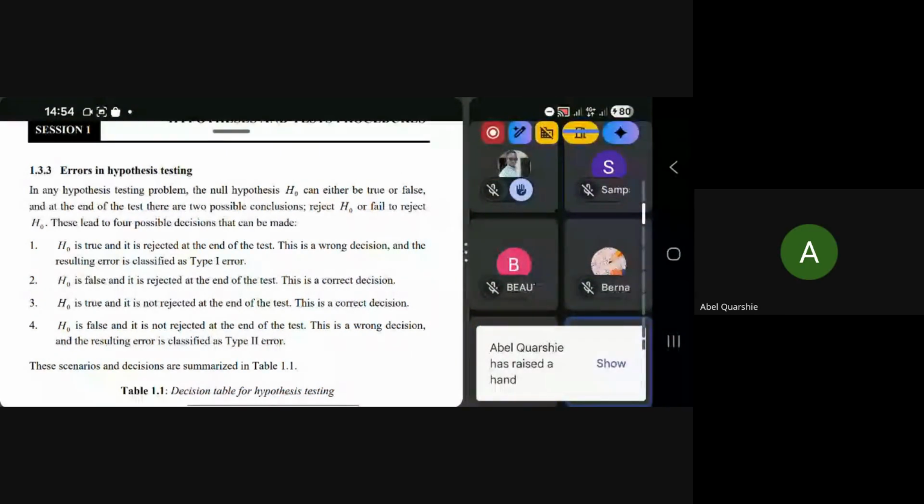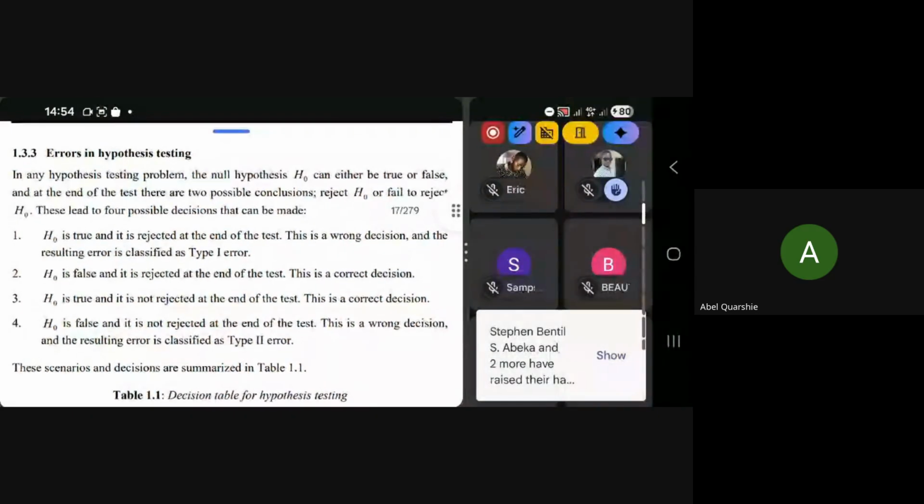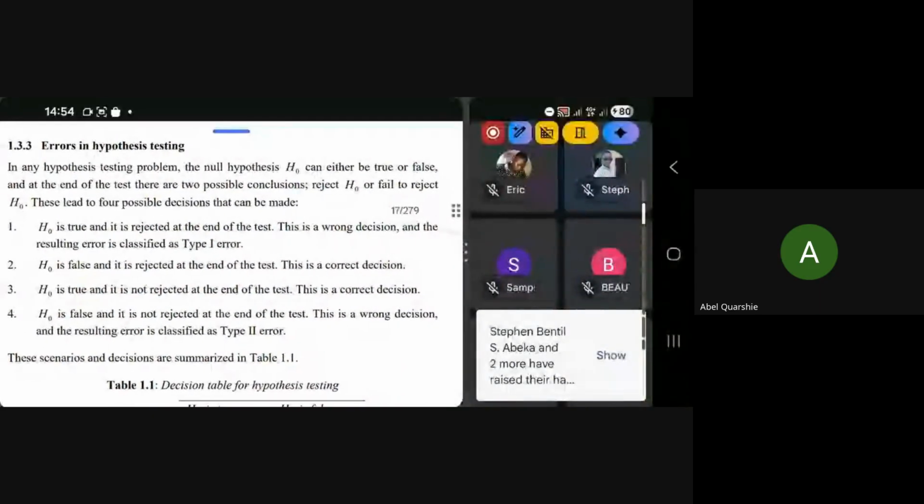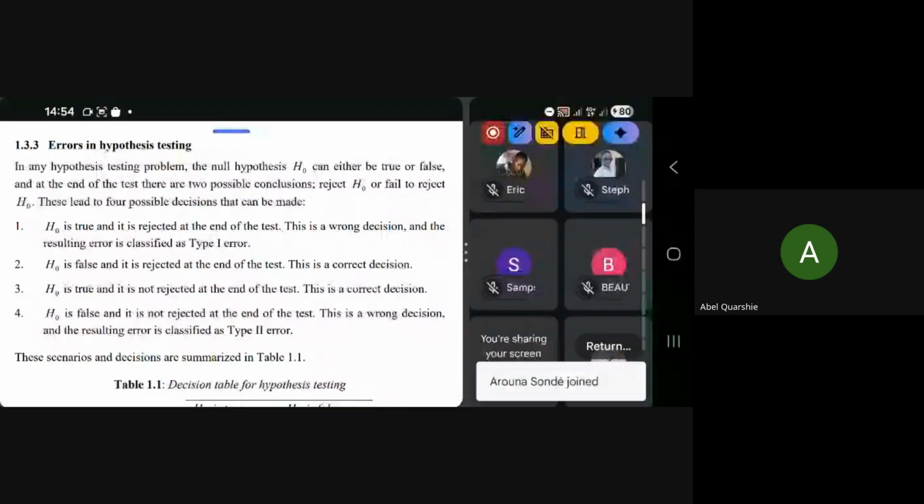I think what they are trying to say here is that the researcher's hypothesis might be true, but at the end of the test, you mistakenly reject it. That's what they are trying to say here, that it's a wrong decision. Excellent. Great. Let's think of an example.